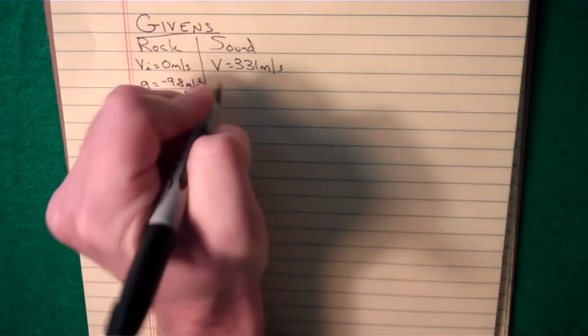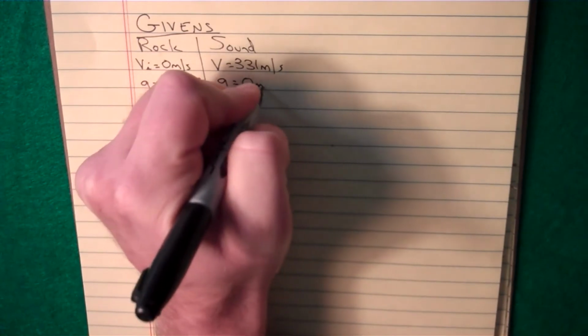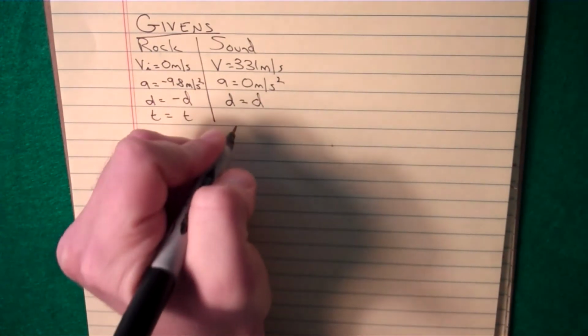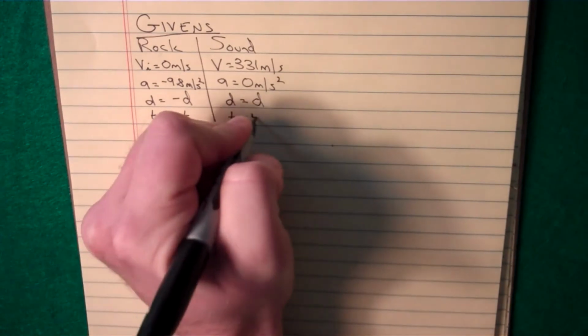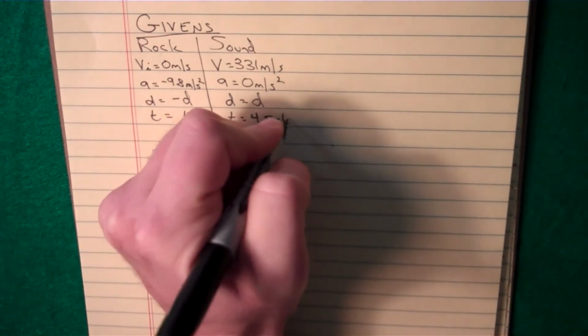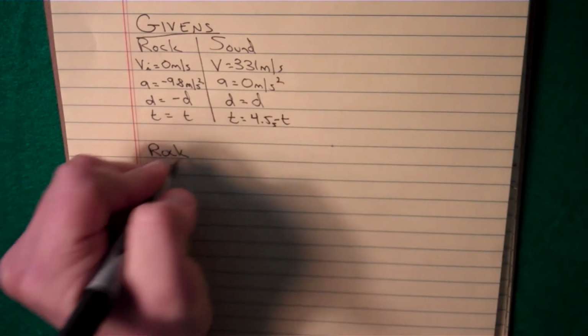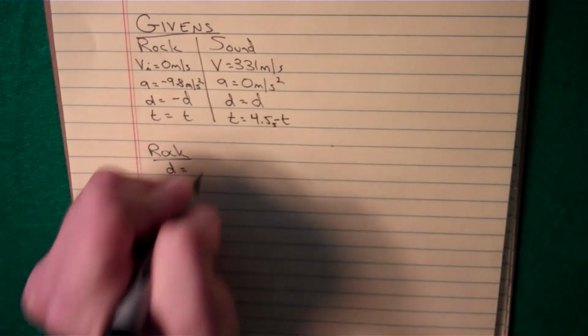For sound, it travels at a constant velocity of 331 meters per second, which means the acceleration is 0. The displacement is vertical upward, so d equals d. We'll use d as our variable. Time, however, is 4.5 seconds minus whatever the time was for the rock, so we'll use 4.5 seconds minus t.